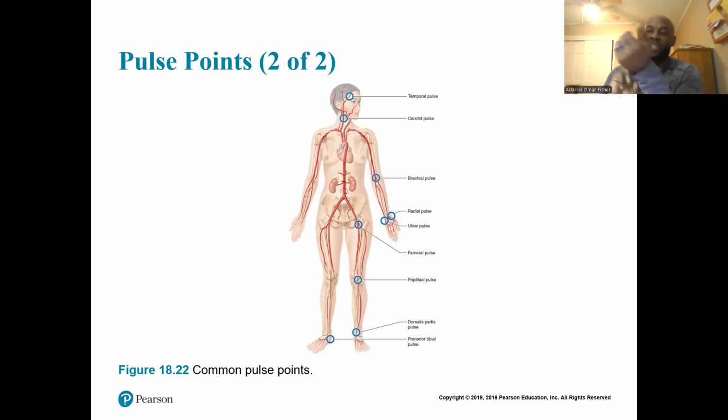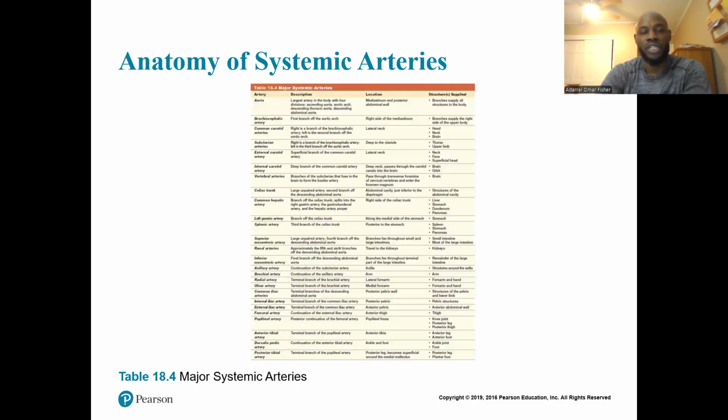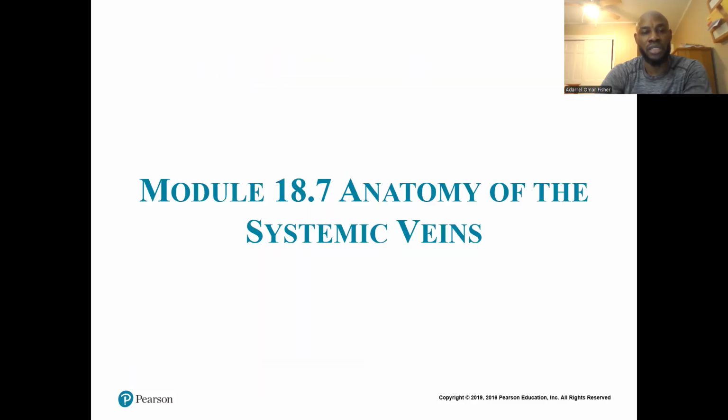Usually we check the pulse right around the wrist. That's the radial and ulnar pulse. Or you can take it at the brachial pulse. Some people take it at the carotid, which we know is very close to the aorta, very close to the heart. You can also feel your pulse in your head, the temporal pulse. Those are your systemic arteries.